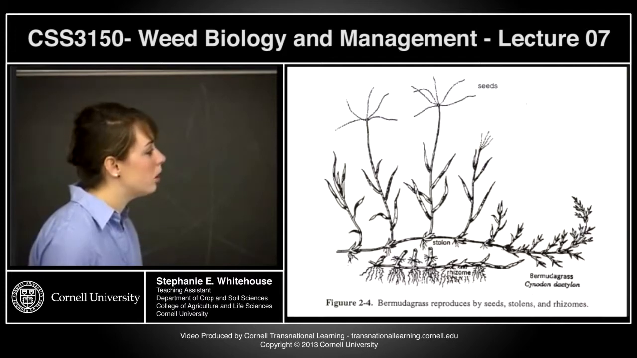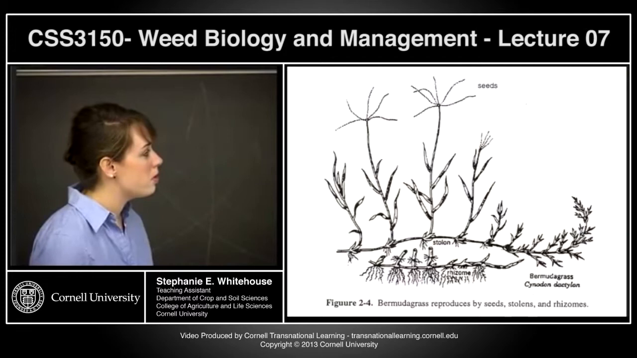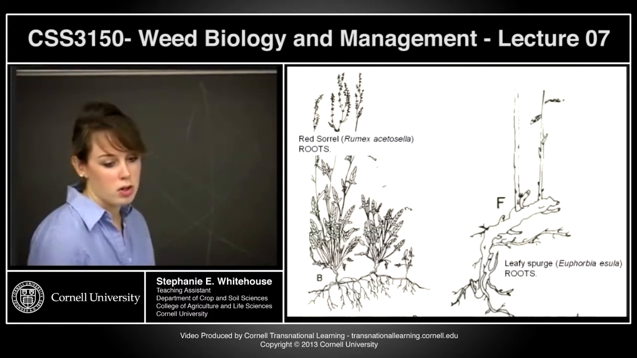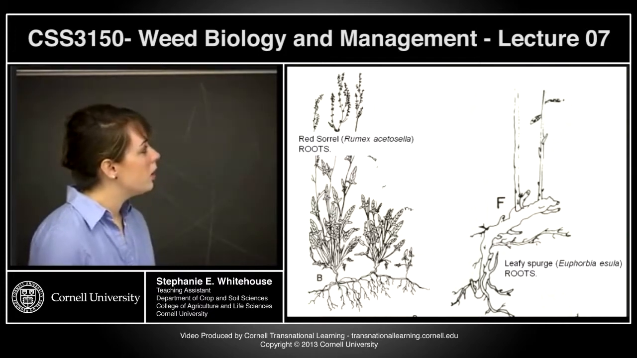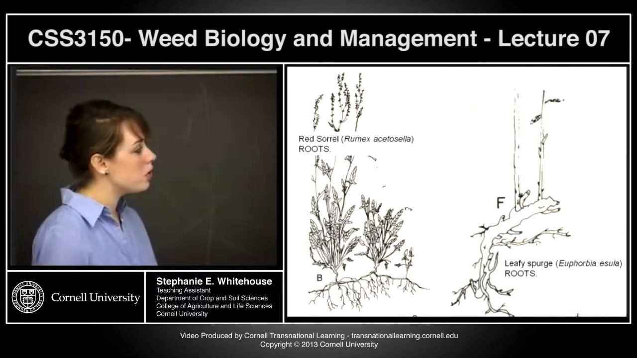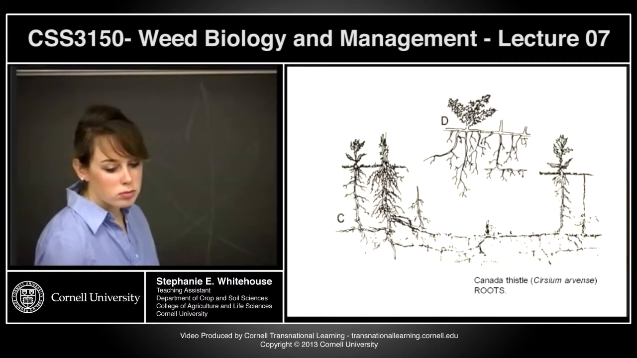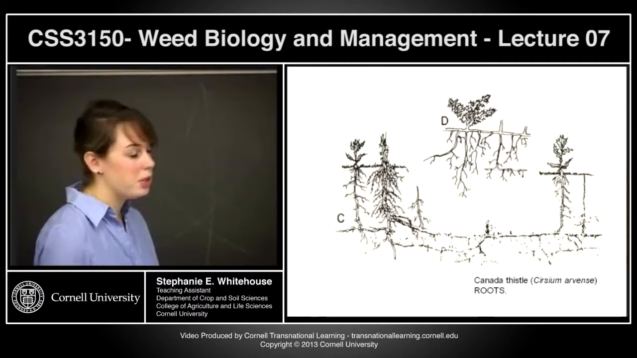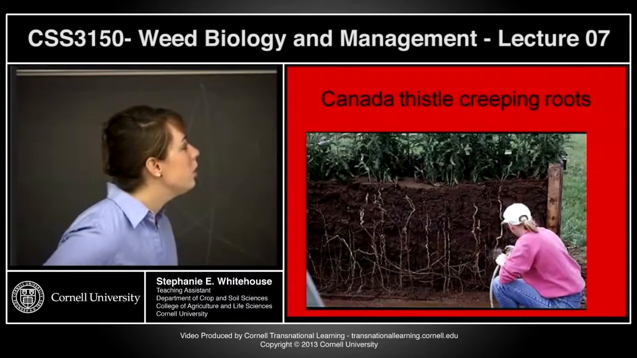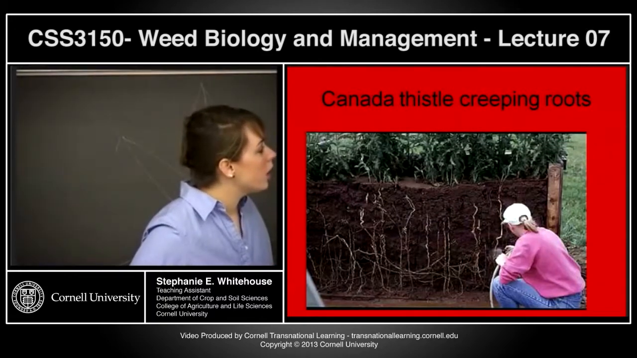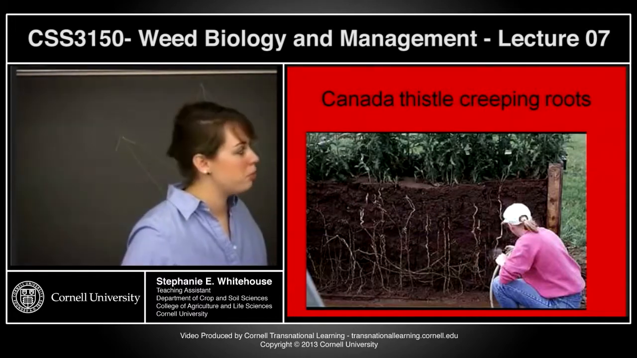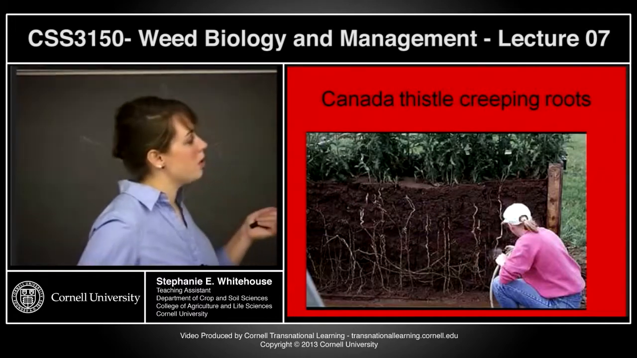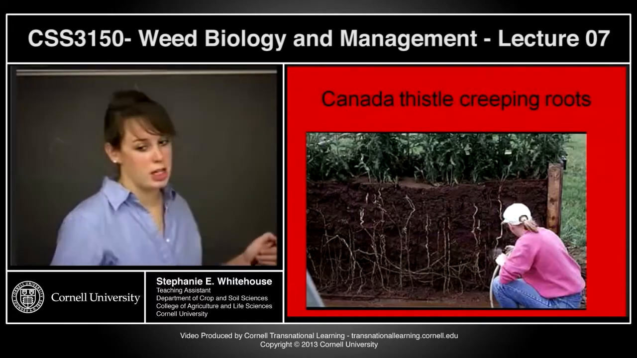Here we have some more examples of Bermuda grass reproducing by the rhizomes, its stolons on the surface, and then by seed. Red sorrel reproduces mainly by its roots, whereas leafy spurge is also by roots. Canada thistle has a creeping root system. Here you can see in this example that this is all just one plant, where you have the horizontal root system at the bottom giving rise to new plants over here, but all part of the same genet.